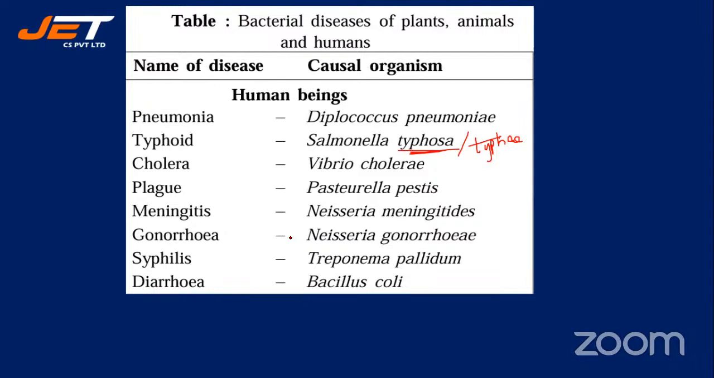Cholera is Vibrio cholerae, plague is Pasteurella pestis, meningitis is Neisseria meningitidis, gonorrhea is Neisseria gonorrhoeae, syphilis is Treponema pallidum, diarrhea is Bacillus coli. What is gonorrhea? Gonorrhea and syphilis are both sexually transmitted diseases. In class 12, we have human reproduction and we will learn how to prevent these STDs. There we will discuss these two diseases, not in extreme detail, but in detail. Just remember that gonorrhea and syphilis are STDs.